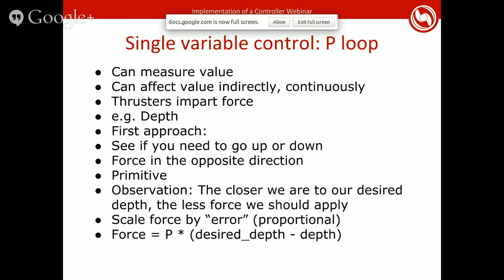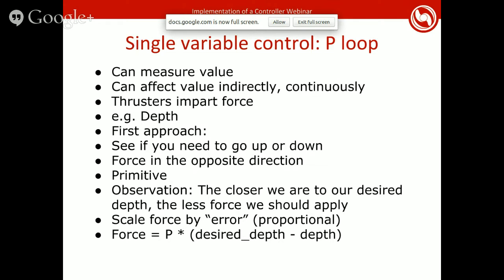So let's talk about single variable control. Let's say you have heading or something like depth, and you want to affect that value procedurally. One thing you can do is use simple proportional control, which we're going to talk about. What you need is to be able to measure the value and have some sort of output that affects the value indirectly, and you can vary this output continuously.